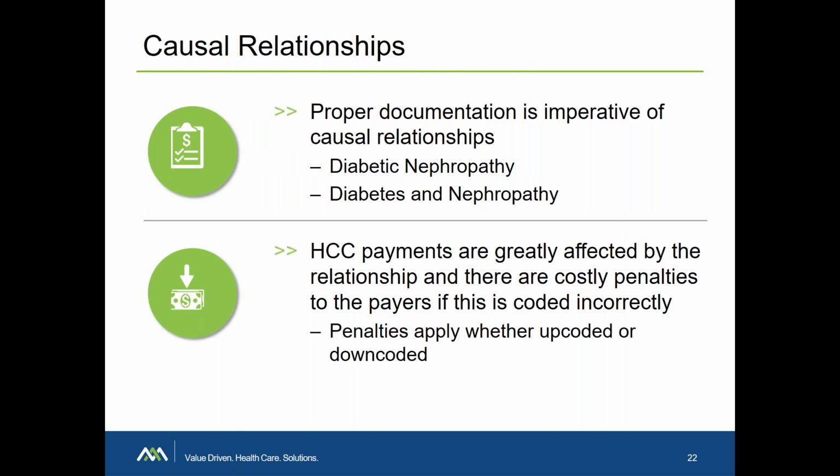Casual relationships. Proper documentation is imperative for causal relationships. A lot of times in a medical record, you'll see a patient is diabetic, and then somewhere else in the record, they will indicate that they have neuropathy. But it is imperative to know if these relationships are causal. If one is due to the other, that will have an impact on the HCC payment.